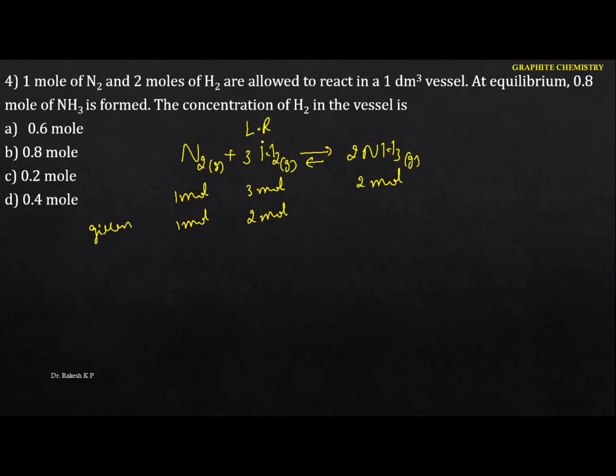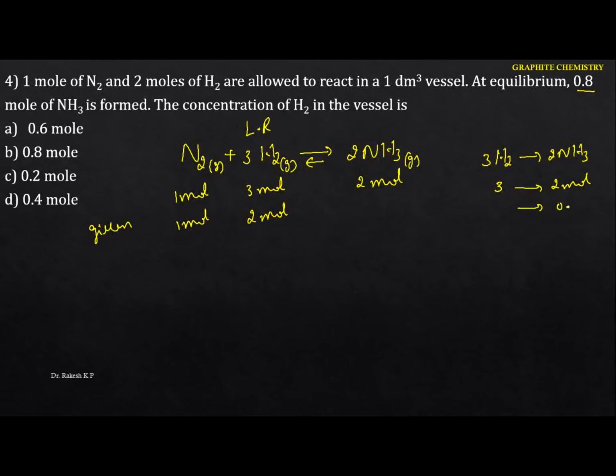According to the rules, we know that the limiting reagent decides the formation of the product. So now you just identify this here. We got the limiting reagent, that is hydrogen. Suppose we take 3 moles of hydrogen, what does it give? 2 moles of ammonia. This is according to the theoretical value. So 3 moles gives you 2 moles of ammonia. But in the question, they have given that 0.8 mole of ammonia is formed.